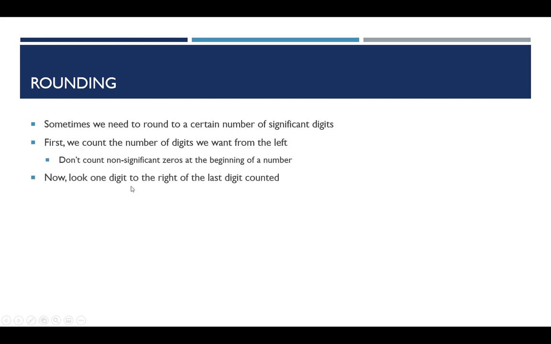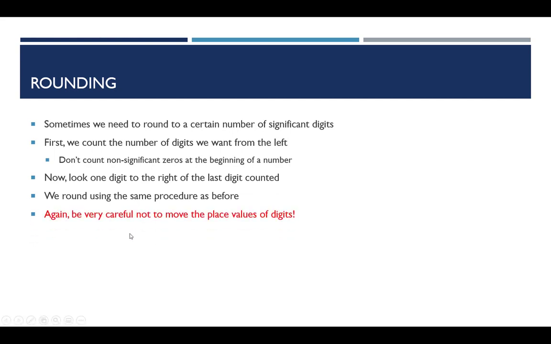Look one digit to the right of the last digit that you count. So if you counted 4 digits, you'd look at the 5th. And then we round using the exact same procedure. We use that rounding number: if it's 5 or greater, we round up, and if it's 4 or less, we round down. The same rule applies. Be very careful that you do not move around the place values of any digits.